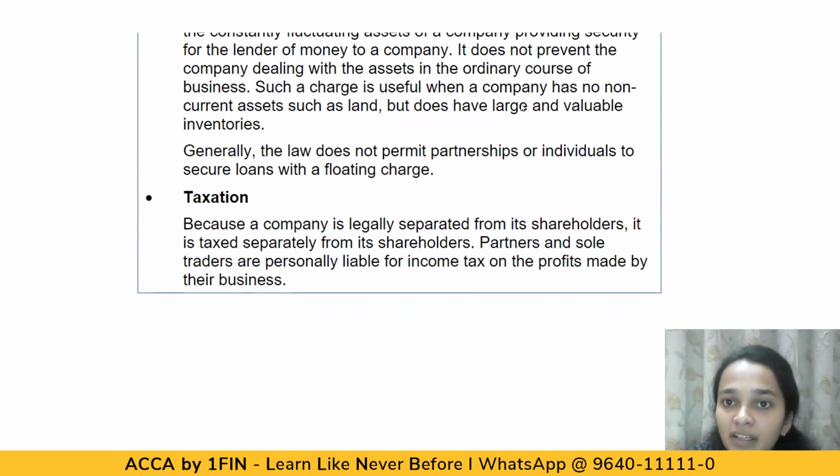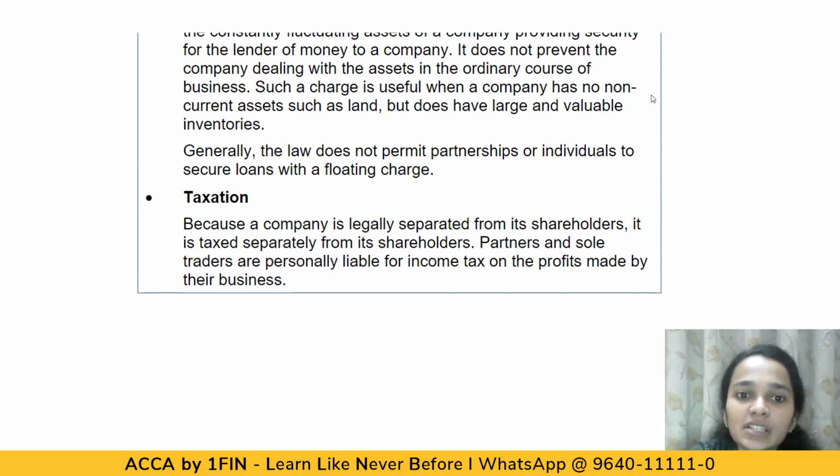However, talking about partners and sole traders, they are personally liable for the taxes of the business, for the profits which they are making from the business. They are personally liable to pay taxes on the profits of the business which are being made. However, when we talk of a company, it is completely taxed separately. There's a complete separate taxation which happens with respect to the company. However, that is not the case with respect to sole proprietors and partners. They are personally liable to pay tax on the profits which are made by the business which they are running.